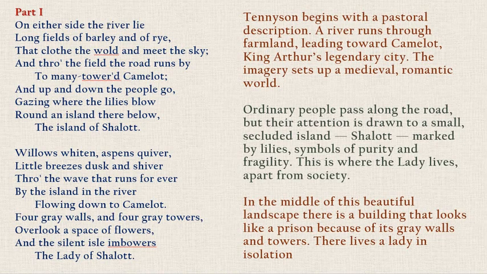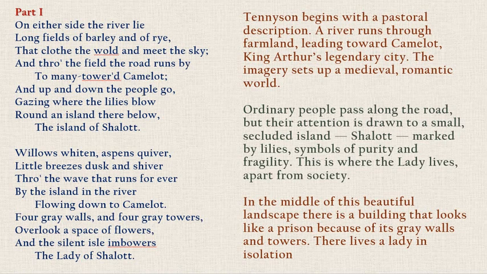On either side of the river, what do we have? We have fields of barley and of rye, that clothe the world and meet the sky. And what do you see when you look at this beautiful landscape? You see the river, and on either side fields of barley and rye, and the sky is visible, the horizon, as if they are against the sky. And through the field the road runs by, and there is this road that goes through these fields. And where does it lead to? It leads to Camelot. This is the first time Camelot is mentioned.